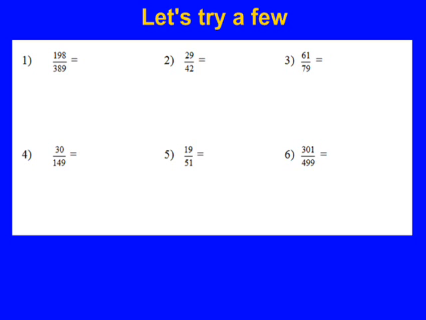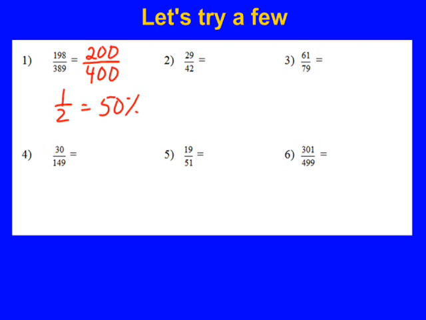Okay, why don't we just wrap this up and we'll just do a few of these. We'll estimate these fractions. This first example, 198 over 389. Well, I'd probably round the numerator to 200, and I'd probably round the denominator to 400. Well, that would be 1/2, and 1/2 is 50%. So if you were estimating that fraction, it'd be 50%.